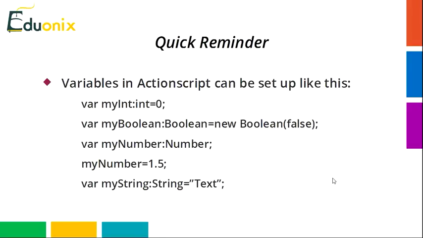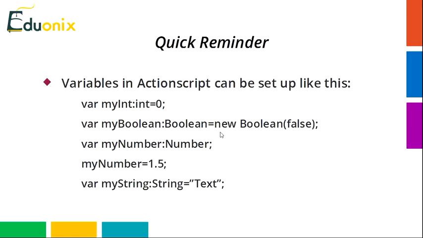So in the last lesson I talked about variables in ActionScript, and I said they were ways of storing data in computer programs. In ActionScript there's a very specific syntax to set them up. There's a var keyword, the variable name, a colon, the variable type, and then the rest of it is flexible. In this case it's equals 0.